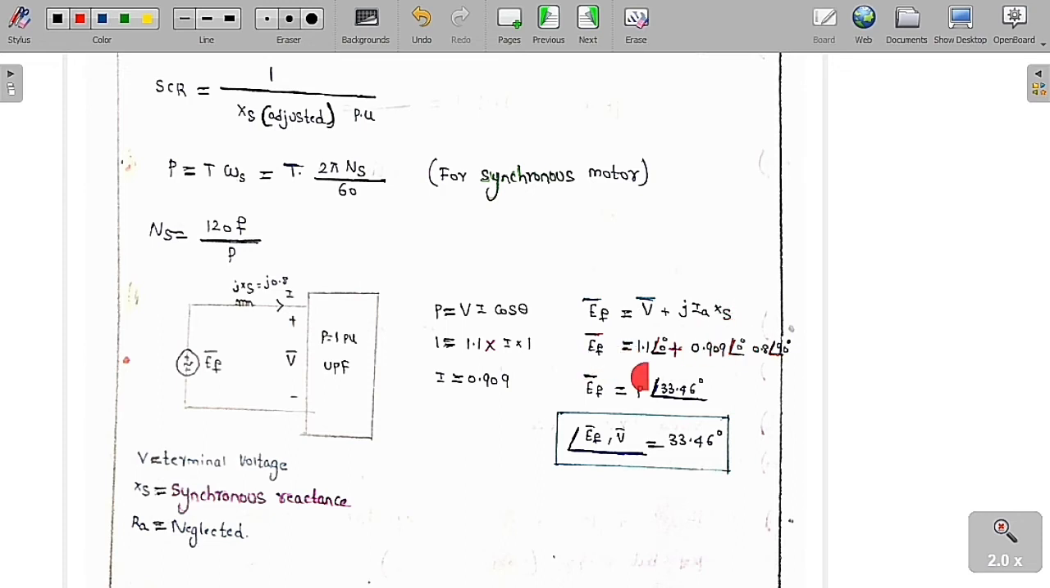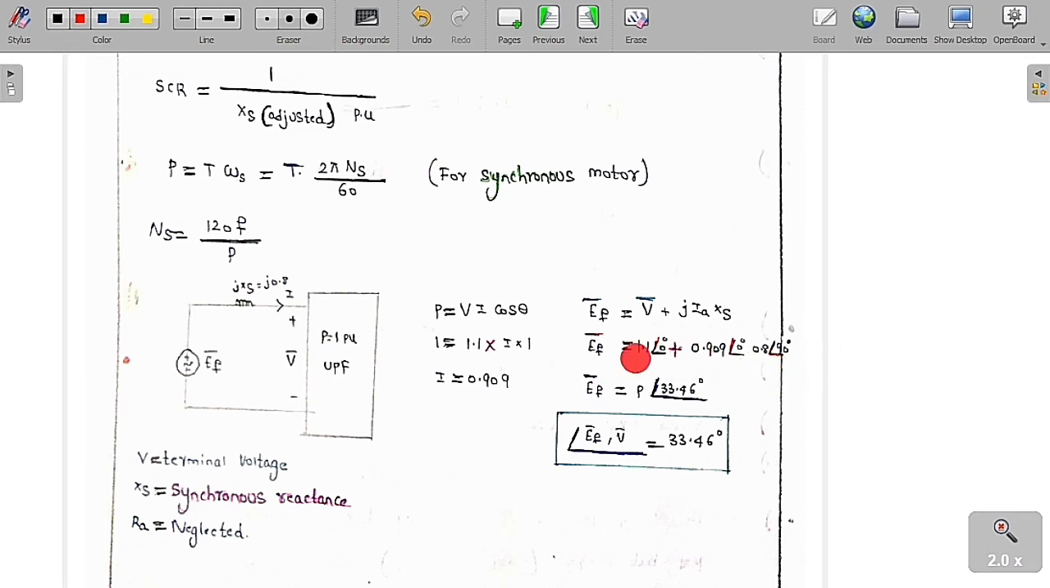So you are going to get EF bar, the V value we know. It is a UPF load, so V and I are in phase with respect to each other. So V bar is 1.1 at the angle of 0 degree, plus IA is also in phase because it is a UPF load, so IA is 0.909 at the angle of 0 degree, into the reactance which is 90 degree leading. So XS is 0.8 at an angle of 90 degree.